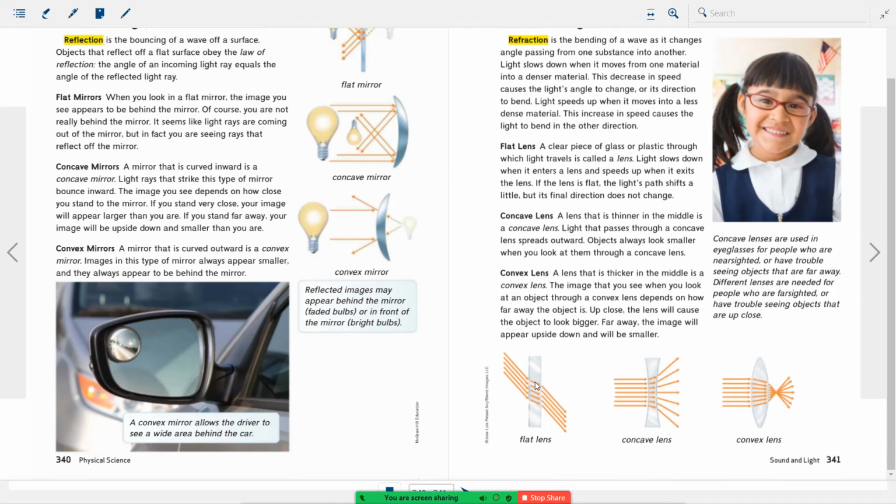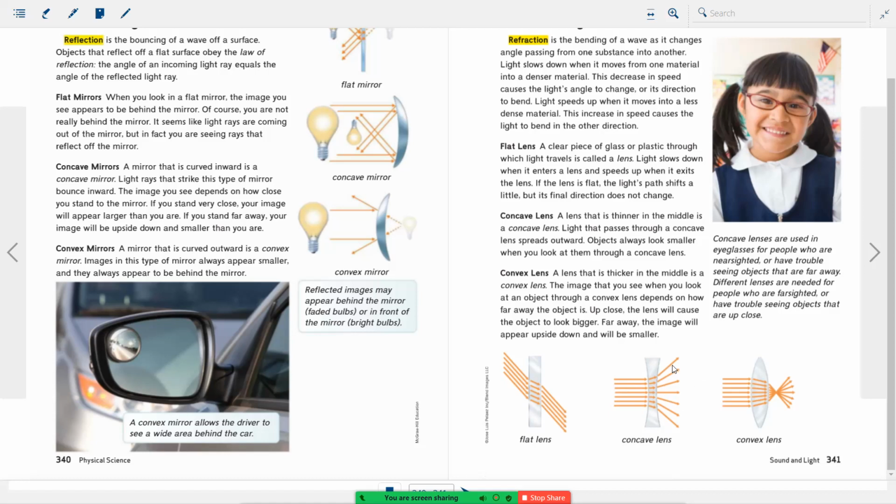So a flat lens, the direction kind of stays the same. You'll see it bend a tiny bit, but it still ends up going ultimately in the same direction as it started to pass through. A concave lens, so think of a cave. You see how it's curved inwards like that. So the curve goes in, just like in a cave, you would walk into it. This is a concave lens, it bends inwards.